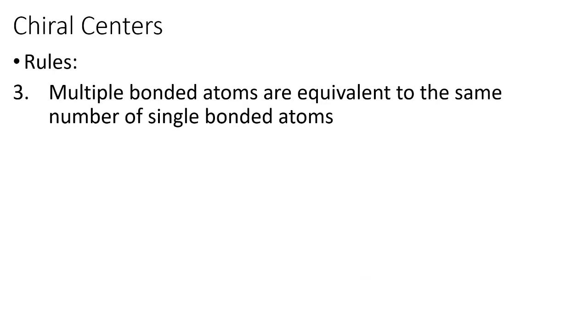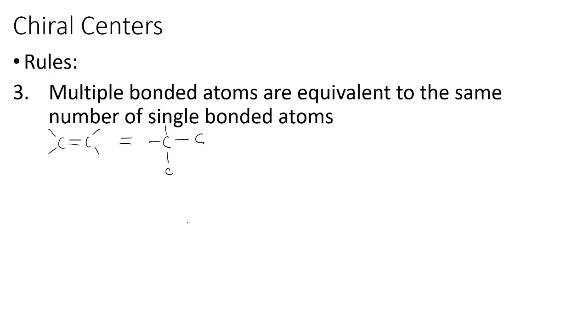So if we have multiple bonded atoms within our structure, those atoms are going to be equivalent to the same number of singly bonded atoms. So here's what I mean by this terminology. If we have a carbon-carbon double bond within my chain, I'm going to treat it as if that carbon atom was attached to 2 other carbon atoms along that chain. So instead of thinking of it as a double bond, we're going to think about it as being bound to 1 carbon atom and then another carbon atom. So basically we count that carbon atom twice.